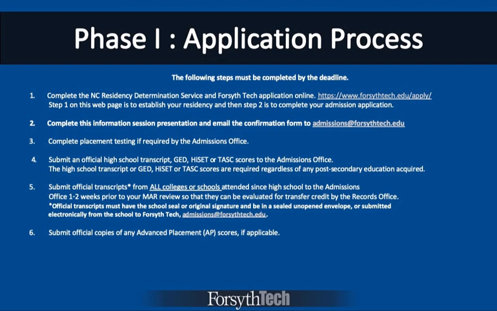Let's begin with the initial admissions process. First, you need to complete the North Carolina Residency Determination Service and a Forsyth Tech application online through our website at www.forsythtech.edu/apply. Once you submit the application, contact your high school or state GED office to have an official transcript, GED, HiSET, or TASC scores sent to us. If you hand deliver a transcript to our office, just remember not to open the envelope. It has to be sealed to be considered an official transcript.